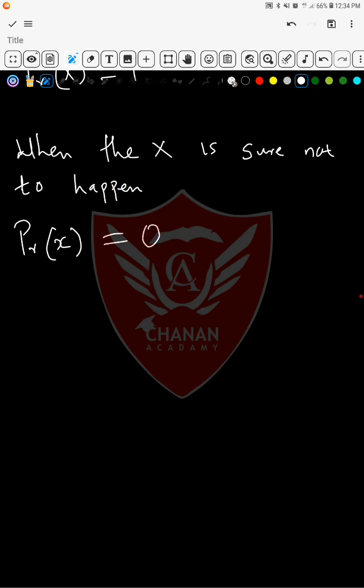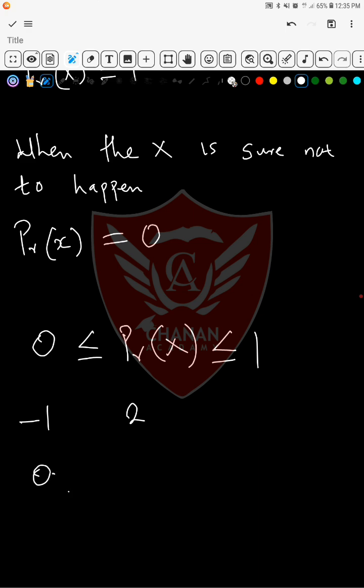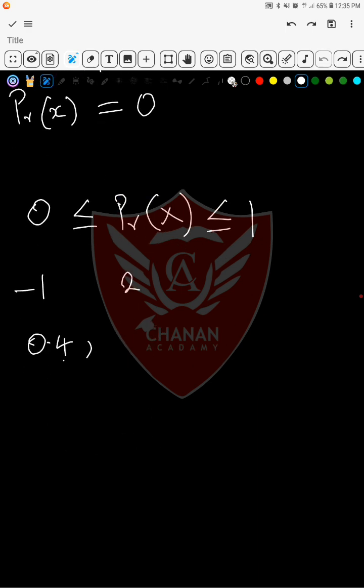What this means is that the probability of x lies between 0 and 1, so we can put it like this. So the probability cannot be above 1 and cannot be below 0. We cannot have a probability of -1, we cannot have a probability of 2, so we can only have a probability between 1 and 0, which means we can have a probability of 0.4, or we can have 0.5. So these are the probabilities we can actually have.